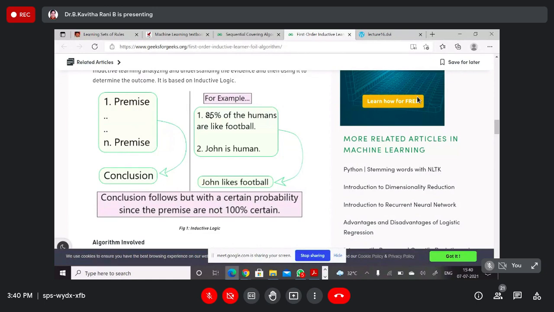So what is the example? 85% of the humans like football. John is human. That even we want the output conclusion mostly. John likes football. Okay. So one more example in here. 85% of the students qualified in exam.